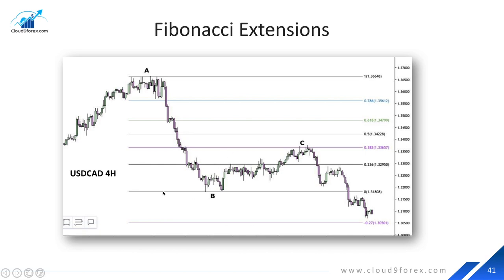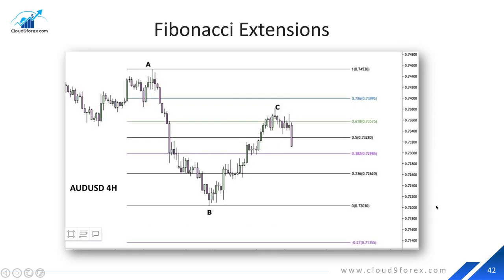So Fibonacci extensions on USD CAD 4 hour. We have our A, we have our B, and we have our C. Okay, so this is how you can mark it up so it's easy for you. So 100% at the top because we're in a bearish trend, 0% on the bottom. So A, B, C. So what happens? It goes to the 38.2, wicks, and continues down. And then eventually passes 0% and goes to 0.27%.